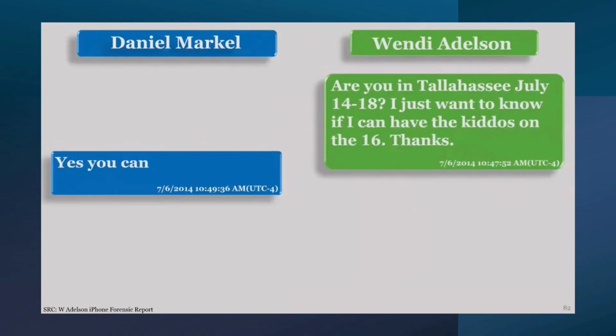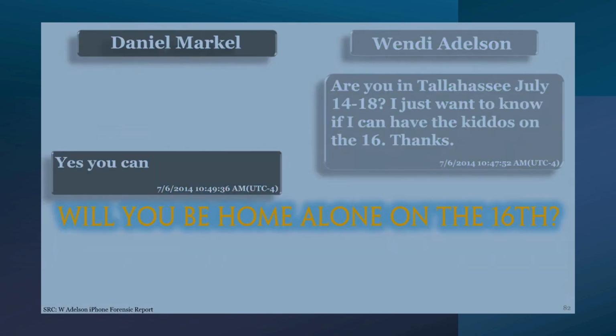Now this is one text message that we have seen. "Are you in Tallahassee, July 14 to 18? I just wanted to know if I can have the kiddos on the 16th." That was, are you home? Kind of, are you there? It's kind of like code for, please be in place, I guess you could say. This is a code, maybe not really a code, but it's a kind of code. Basically, we'd be home alone on the 16th, maybe. I know the murder was on the 18th, but let's just say, if she can set up a date, know sort of his movements around that week, she knows what's going to be happening.